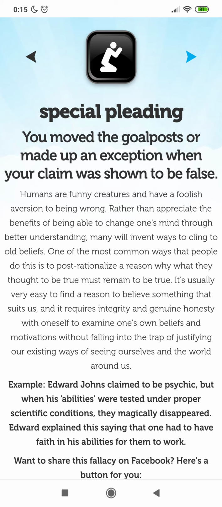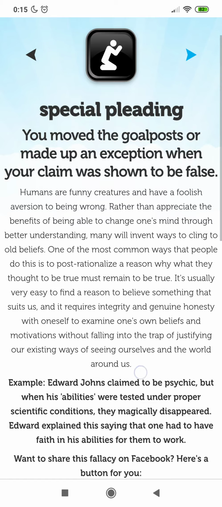It is usually very easy to find a reason to believe something that suits you, and it requires integrity and genuine honesty with oneself to examine one's own beliefs and motivation before falling into the trap of justifying our existing ways of seeing ourselves and the world around us.